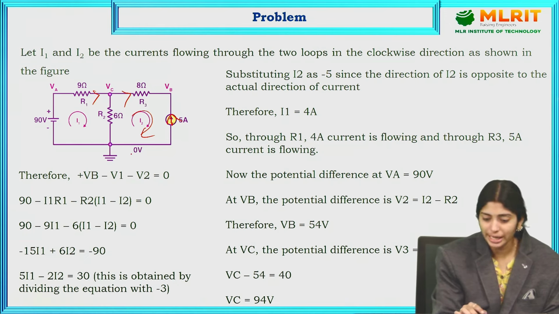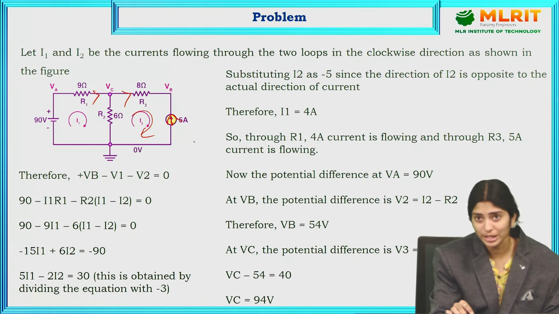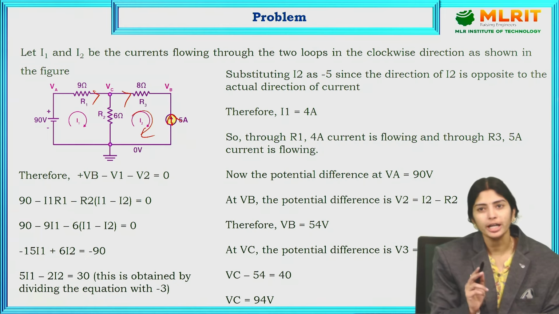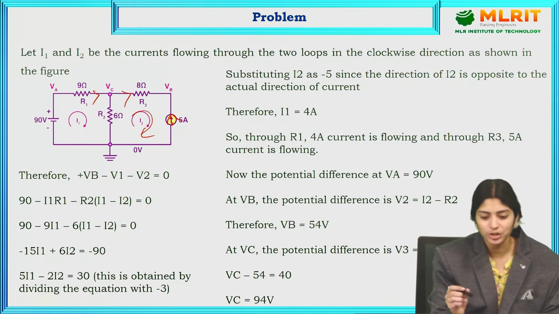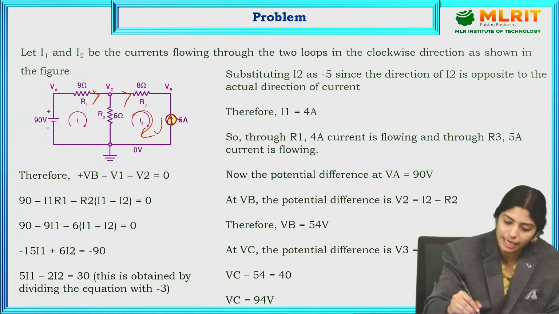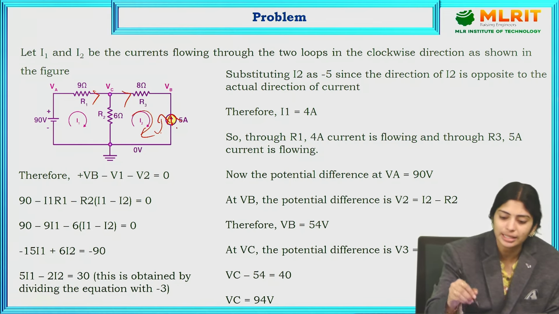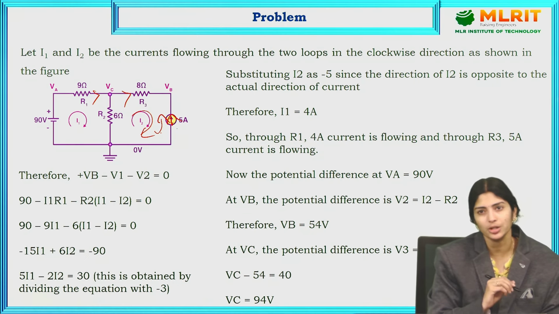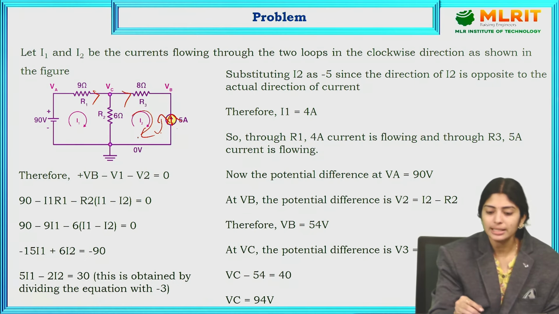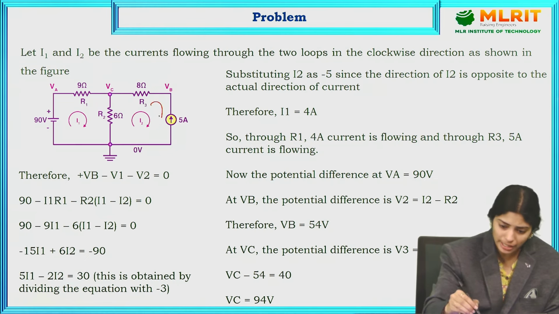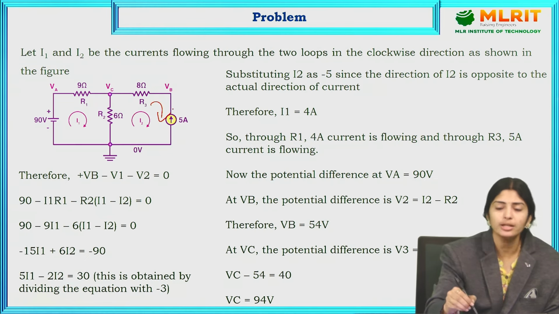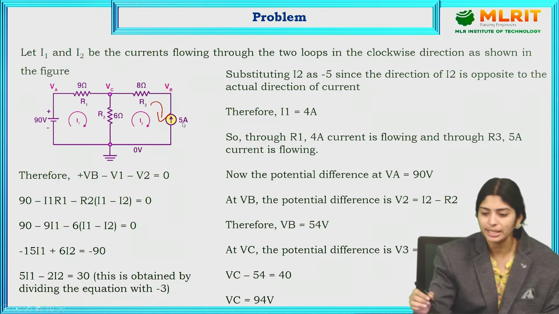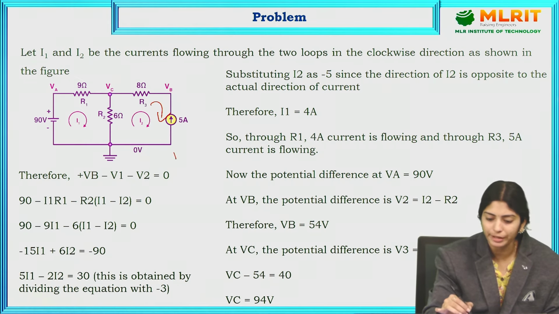So for opposite directions, the value of the current will be equal to this value only, but the sign will be different because both are in opposite directions. If both are in the same direction, for example if I consider the current like this, then this current and the current source are in the same direction, so we can consider directly I2 is equal to 5 amps. But here the current source is in the opposite direction, so I considered it as I2 is equal to minus 5.